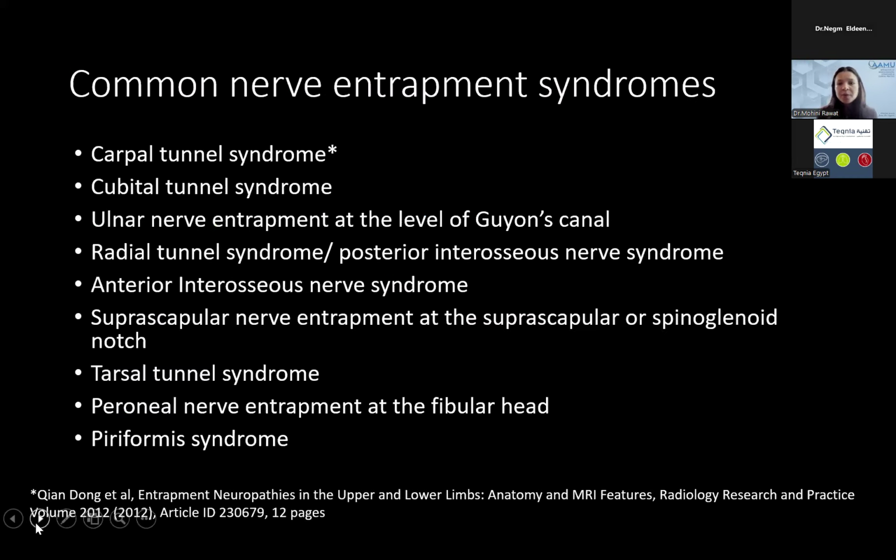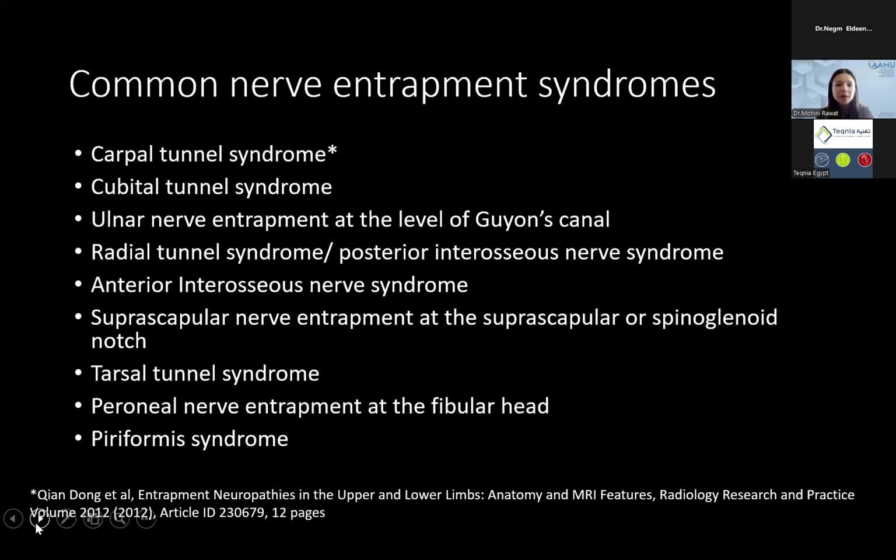So these are the common nerve entrapment sites or nerve entrapment syndromes. I have also included some lower extremity, although we are mostly talking about upper extremity here. So carpal tunnel syndrome is the most common entrapment syndrome in the human body. That's always the most common one.